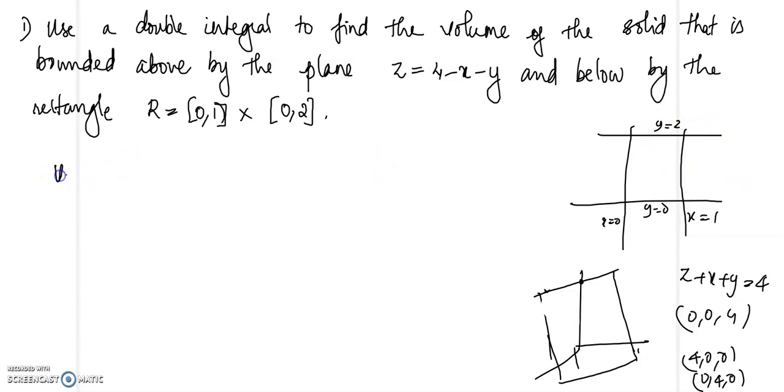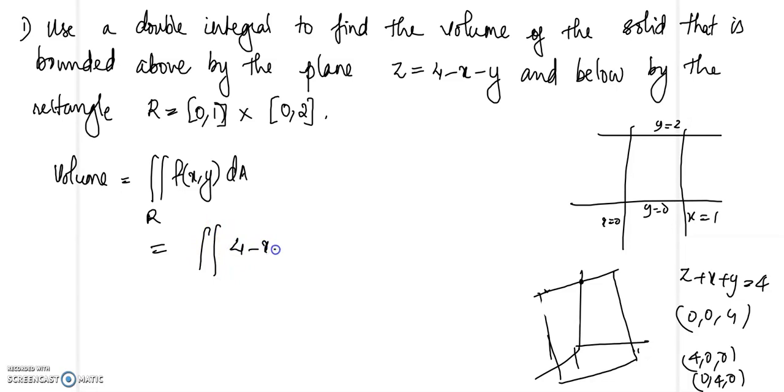So by double integrals, the volume will be the double integral over R of f(x, y) dA. As for the order of integration, since the limits are constant, we can take either dx dy or dy dx. So this will be the double integral of 4 minus x minus y. Let me take dx dy. So the inside integral is with respect to x. So write the limits of x, which are 0 to 1. Then you have the limits for y, which are 0 to 2.